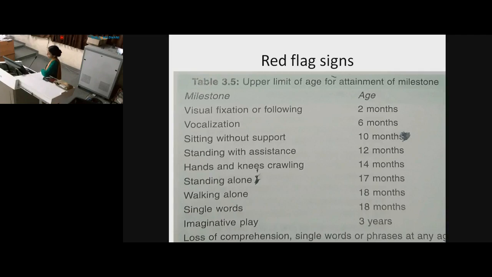No imaginative play by 3 years, again. So these are the red flag signs for most of the milestones combined.